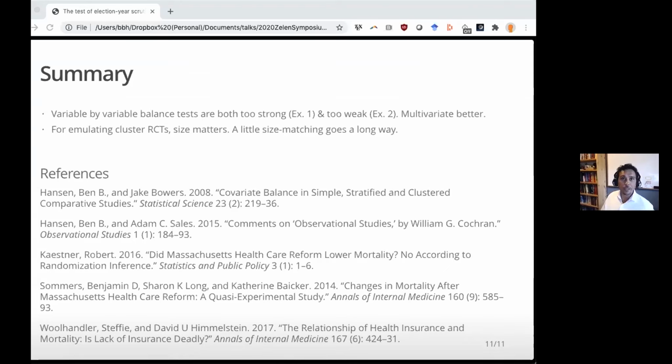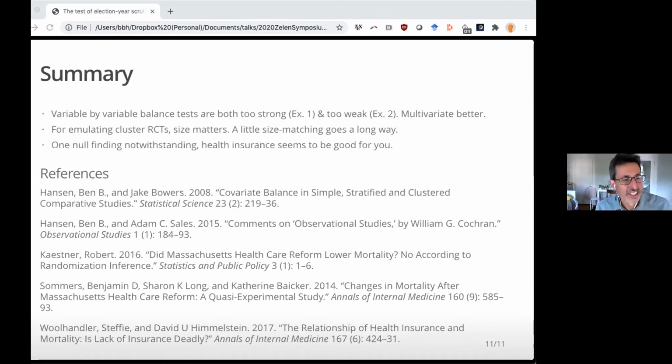Related to that, for emulating a cluster randomized trial, if that's what one's analysis strategy is setting out to do, the size of the clusters does matter, but a little bit of size matching can go a long way. And my last takeaway is, one null finding from the Social Security Administration notwithstanding, health insurance seems to be good for you. All right, great.